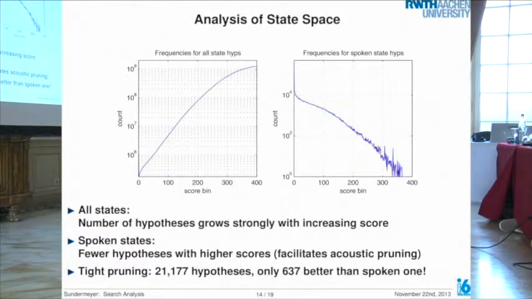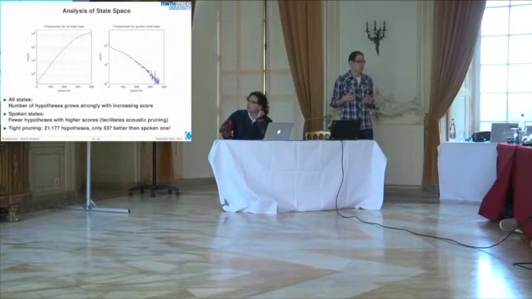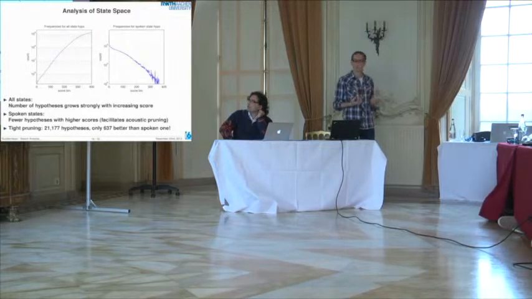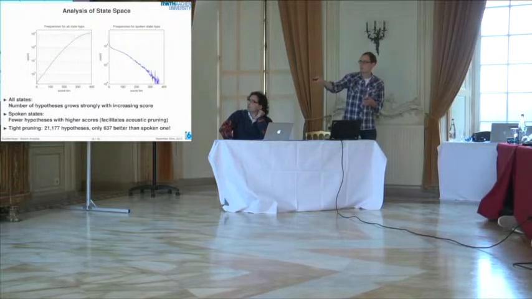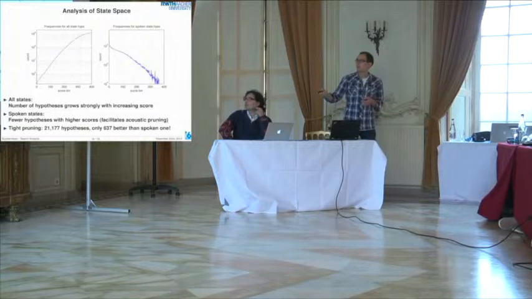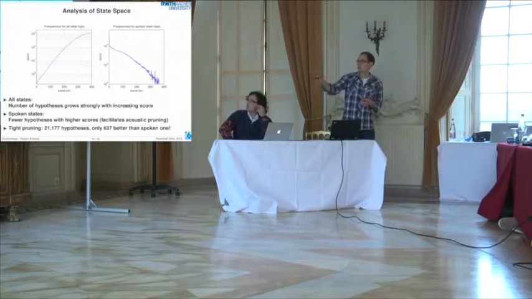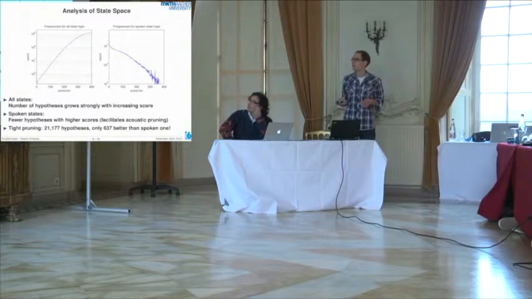What we have done here is an analysis in terms of the score. So we have put the scores of the hypotheses that we have computed into several bins. And we see that we have this exponential growth. So there are increasingly more hypotheses if the score gets worse. And here at the top end, it flattens out a bit. This is just due to pruning, because we remove all the hypotheses that are above this level of 400.